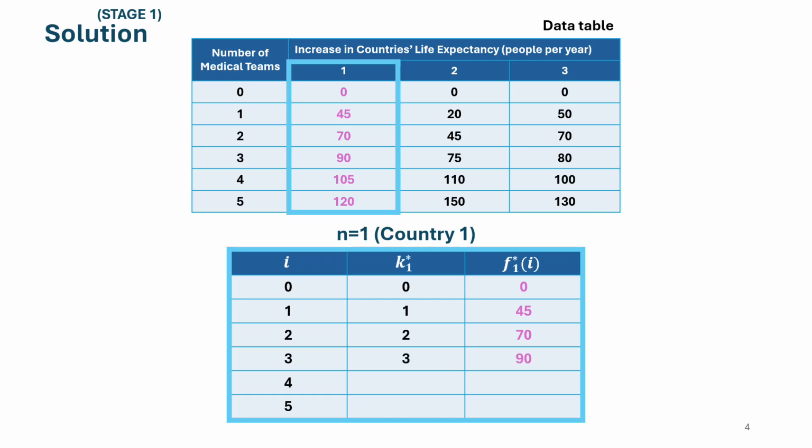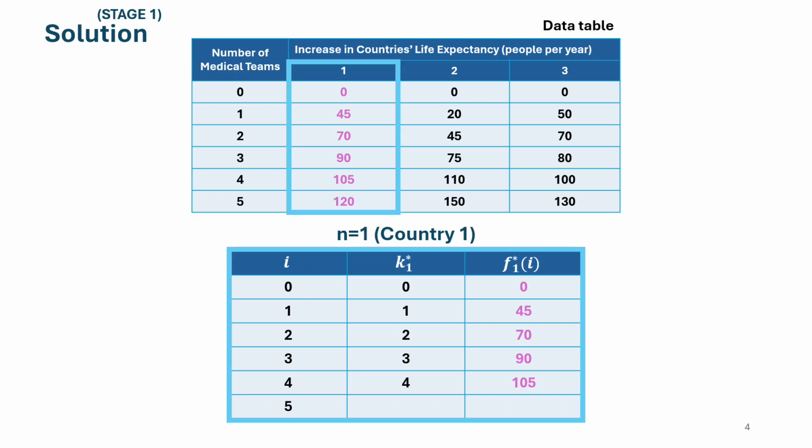For the state I equals 4, following the same procedure, we compare the returns for allocating 0, 1, 2, 3, or 4 teams. The maximum return is 105, which results from allocating all 4 teams. Thus, k star is 4, and f star is 105.